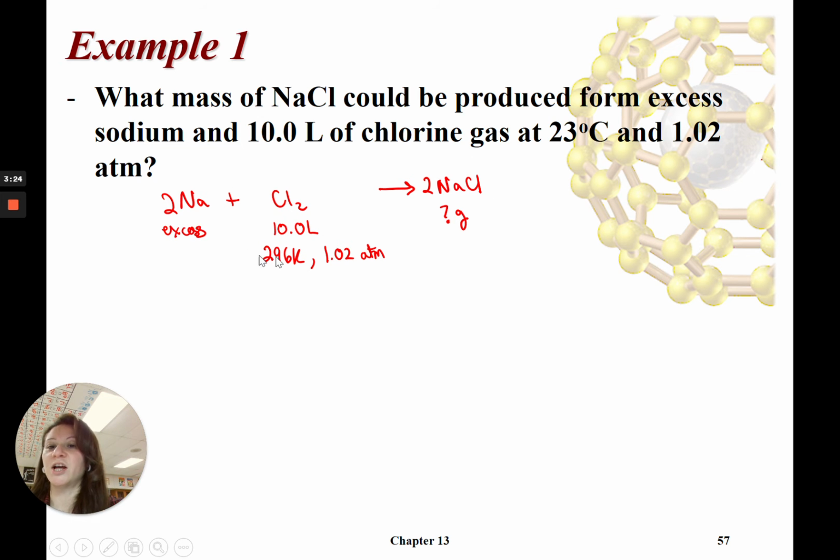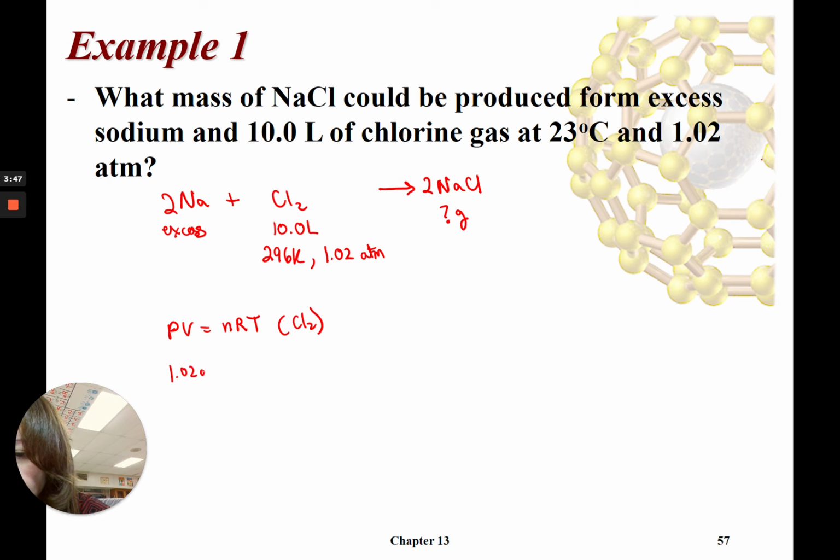So let's first find the moles of the chlorine. Well, chlorine is a gas. I'm given the volume, I'm given the temperature, I'm given the pressure. So PV equals nRT. I always recommend when you're doing a chemical reaction like this where there's multiple substances, whenever you write PV equals nRT, write down what substance it's for. So my pressure is 1.02 atm. My volume is 10.0 liters.